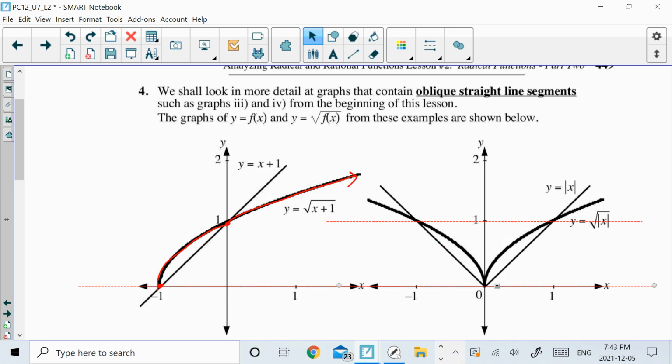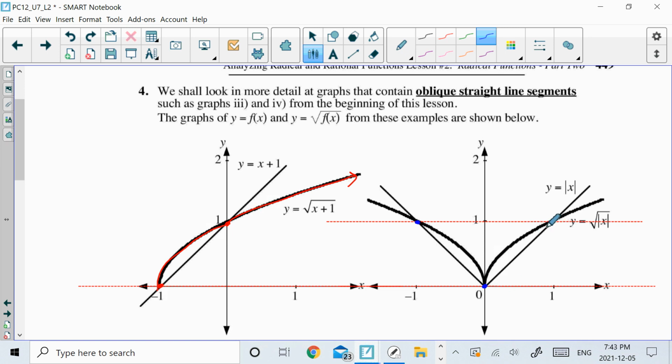You then go to your original graph, and the original graph is going to be the thinner line here. It's the absolute value of x is the original graph. And you put your invariant points in. Where are invariant points? Invariant points are always going to be when y is 0 and when y is 1. They will be on both the graph of the original and the radical.